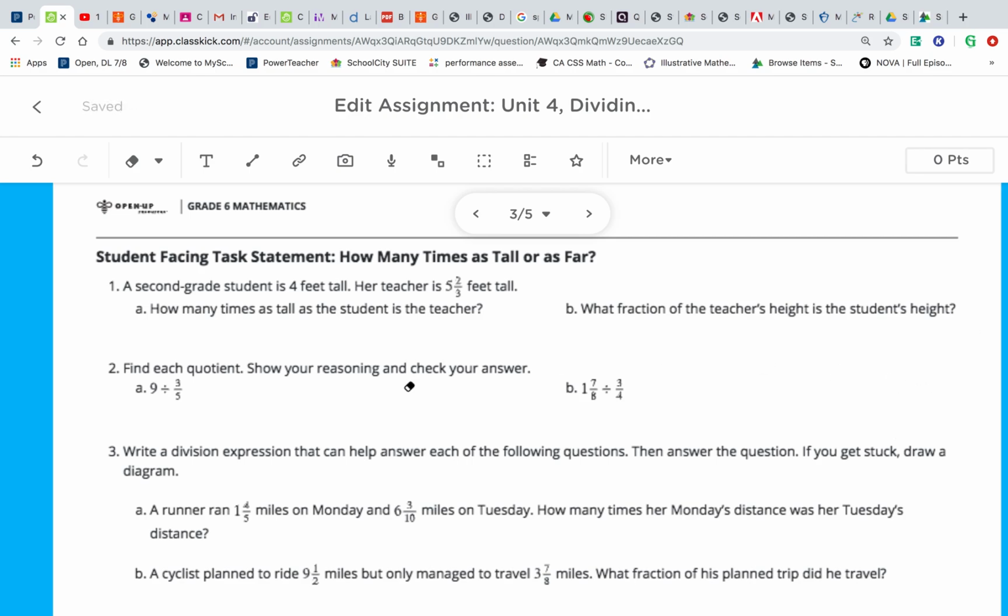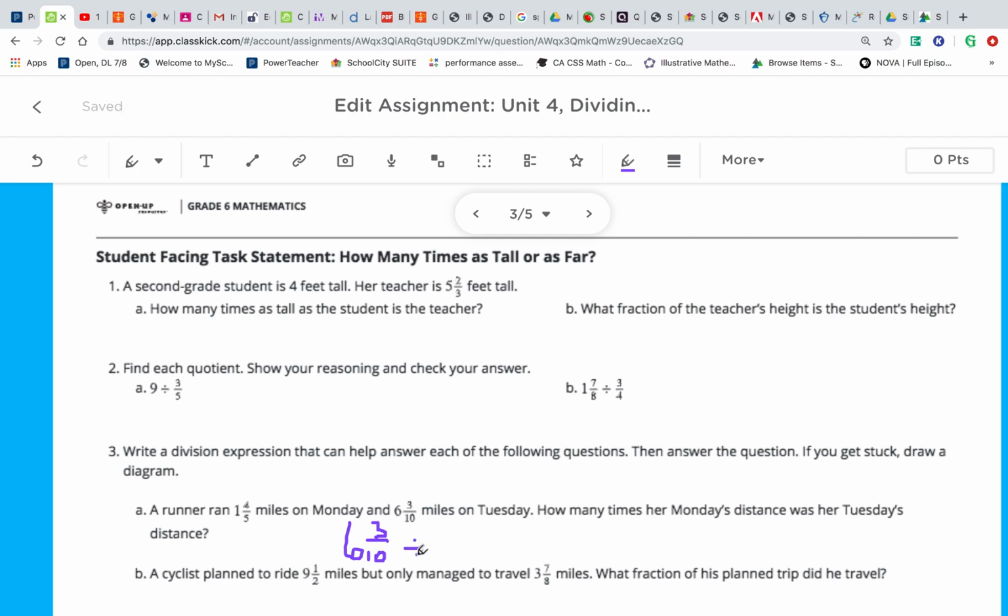Number 3 says a runner ran 1 4/5 miles on Monday and 6 3/10 miles on Tuesday. How many times her Monday's distance was her Tuesday's distance? Her Tuesday's distance was more, right? How many times more? That's what we want to talk about. Well, the way we would find that out is we would take that Tuesday's distance, 6 3/10, and we would divide it by Monday's.